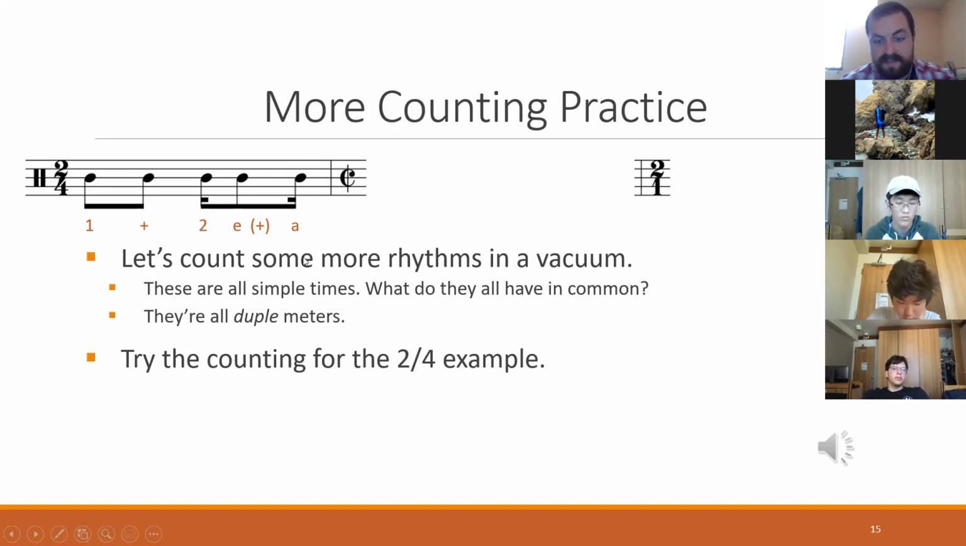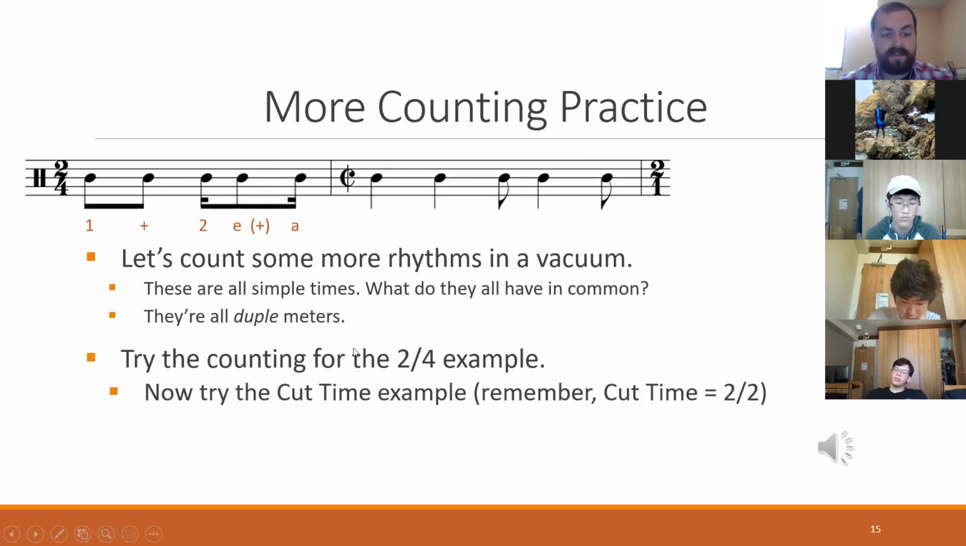So does this make sense? This is kind of a tricky rhythm, but it actually happens pretty frequently. We saw this in the ragtime example yesterday, actually, this exact rhythm. Okay, so now try counting the cut time example. So once again, cut time is 2-2. 2 beats in a measure, the half note gets the beat. So take 30 or 40 more seconds and try the cut time example.